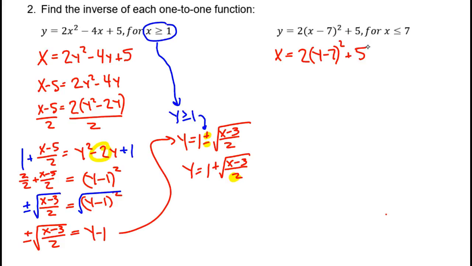I'm not going to expand the quadratic. I'm going to try to get the y minus 7 squared all by itself on the right hand side of the equation. And I'm going to do that by first subtracting 5 from both sides and then dividing both sides by 2.